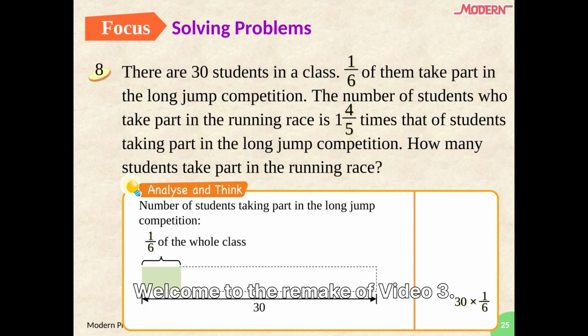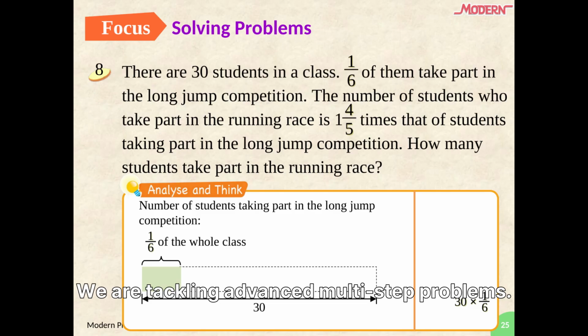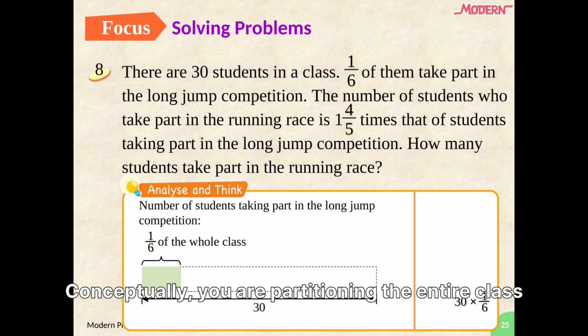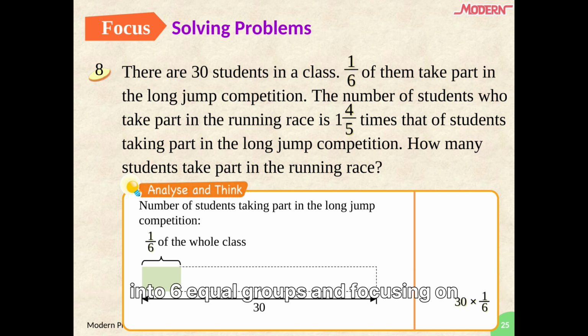Welcome to the remake of Video 3. We are tackling advanced multi-step problems. On slide 25, we have 30 students in a class. The problem states that 1/6 of them take part in the long jump. This is our base quantity. Conceptually, you are partitioning the entire class into 6 equal groups and focusing on just one.